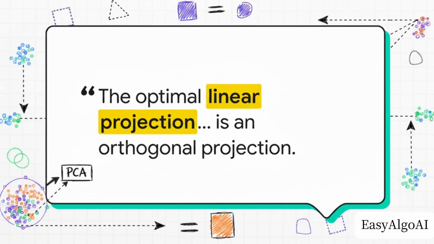The optimal linear projection is an orthogonal projection. As the source material definitively states, an orthogonal projection isn't just one of many choices. It's mathematically the best possible linear mapping for data compression. When we project data perfectly perpendicularly, we guarantee that the compressed representation is as mathematically close to the original data as possible. This geometric foundation is the exact engine driving incredibly powerful real-world algorithms like principal component analysis, or PCA.